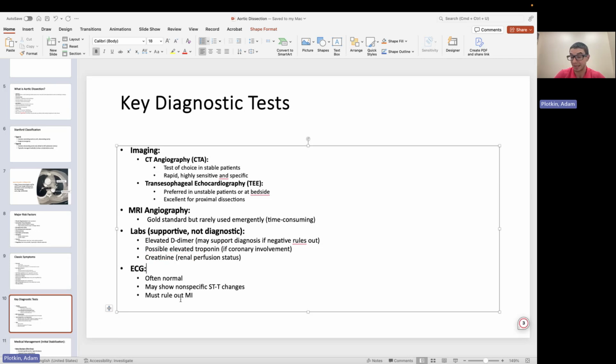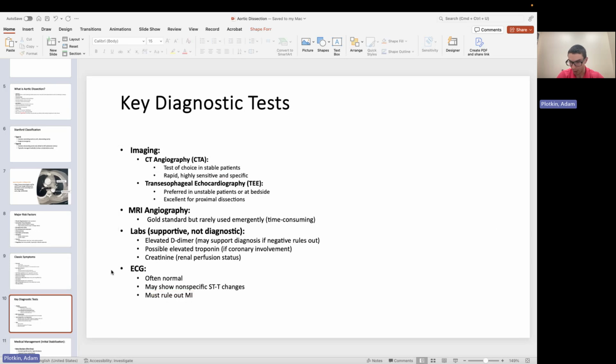EKG is kind of a must-need, right? Obviously, any patient with chest pain, we're probably going to get an EKG on them. It's often normal. We may see non-specific ST or T changes. We need to do it to rule out an MI, right? Because the management is completely different, and it's a must rule out, all right?